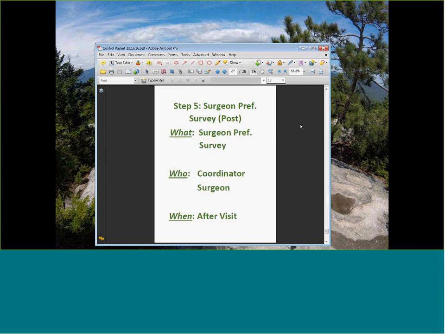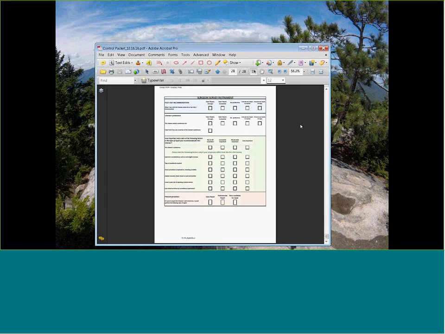Then the last step is a surgeon survey that is performed after the clinical interaction, or the post-surgeon survey, as we like to call it. Again, the coordinator and the surgeon are the people who are involved in this part of the process, and it's performed after the visit. It's a very brief instrument, and essentially it replicates many of the questions that were asked beforehand. It's just intended to see if the surgeon had changed his or her mind after seeing the veteran in person. That's our brief 5-step process to help you efficiently complete our forms.